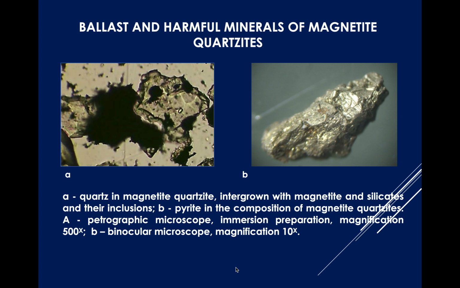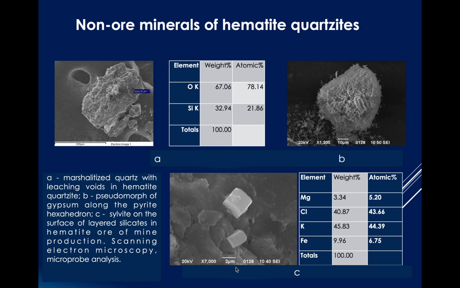Ballast minerals of magnetite quartzites are silicates of metamorphic origin. Harmful mineral impurities of magnetite quartzites are sulfides, alkaline silicates, and apatite. The compositions of hematite quartzites include sulfides, alkali metal halides, and apatite altered in the weathering crust.